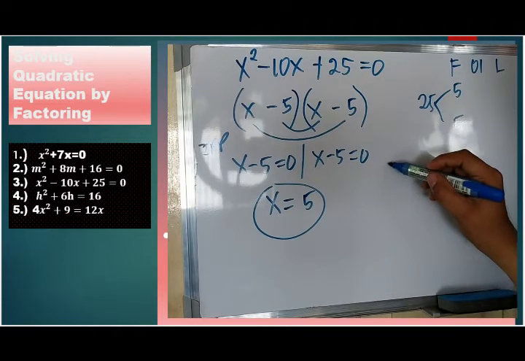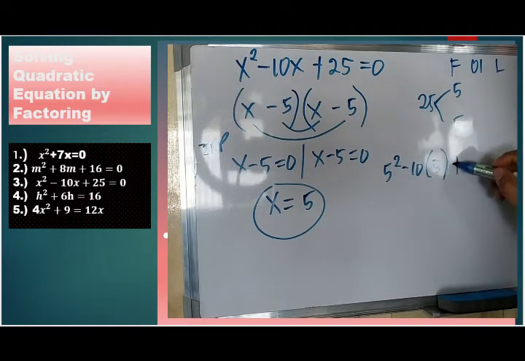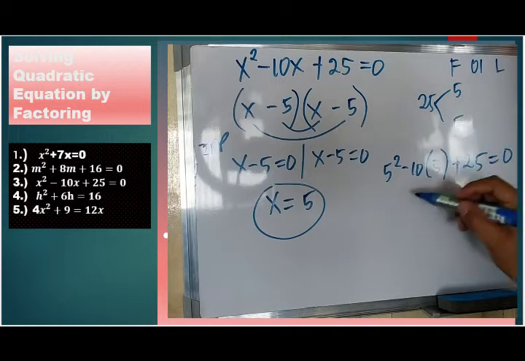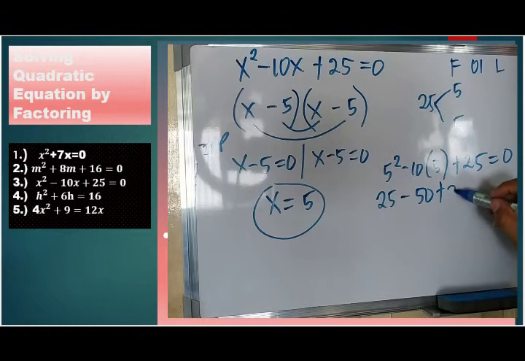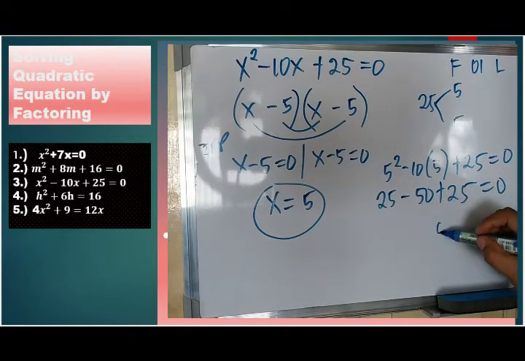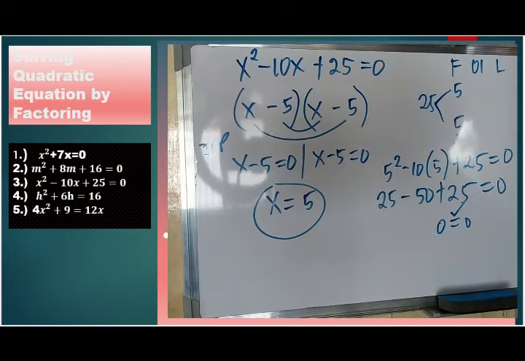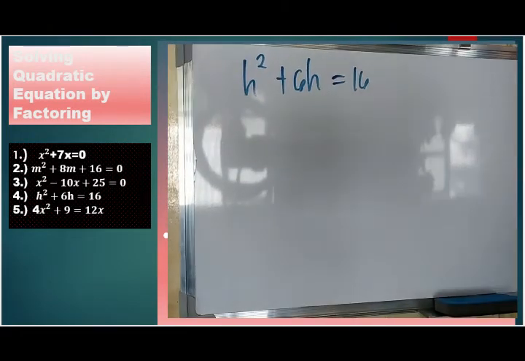So checking, you have 5 squared minus 10 times 5 plus 25 is equal to 0. So this is 25, that is minus 50, plus 25 is equal to 0. 25, 25, 50 minus 50, 0. So it means that x is equal to 5 is correct. Next is h squared plus 6h is equal to 16, not written in standard form.